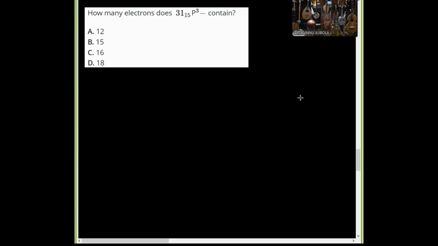How many electrons does 31 15 P3 minus contain? So are you sure the way you put it is correct? That 31 and 15 then P, 3 minus, is it correct? The arrangement, 31, 15, P, 3 minus. Okay, I understand.